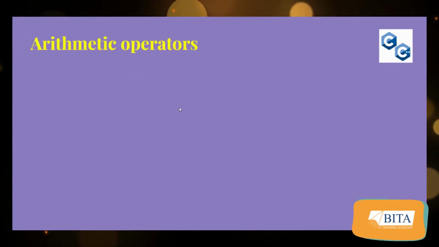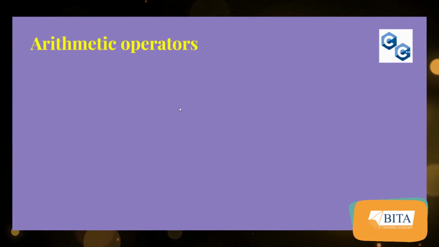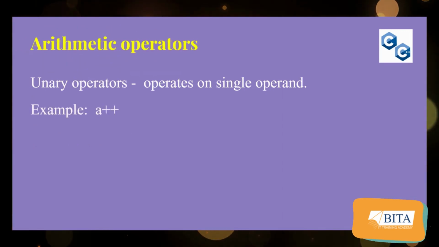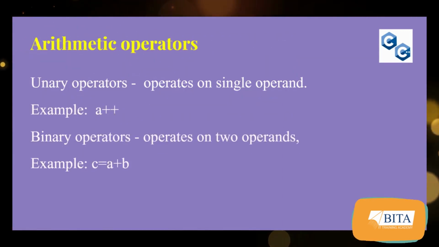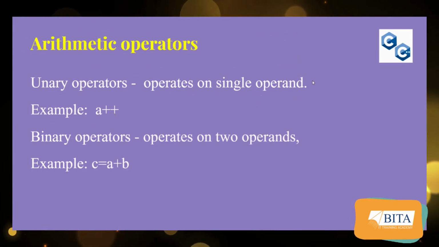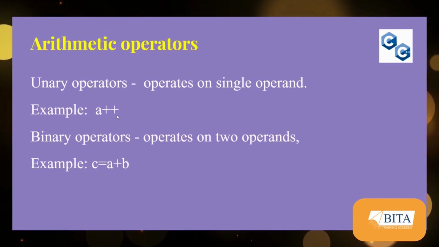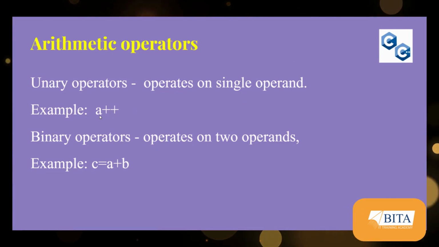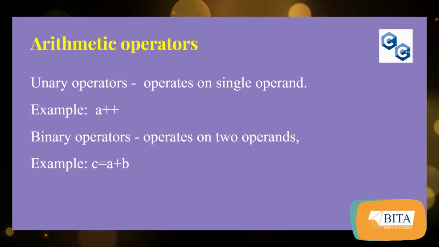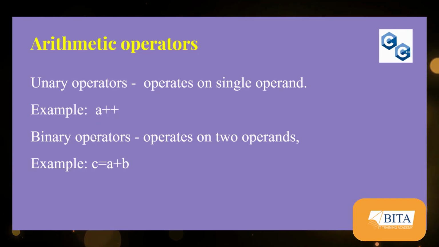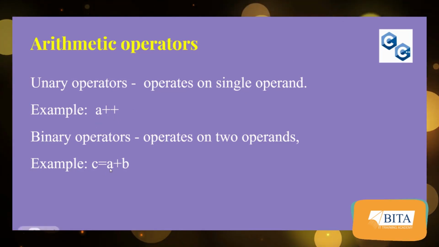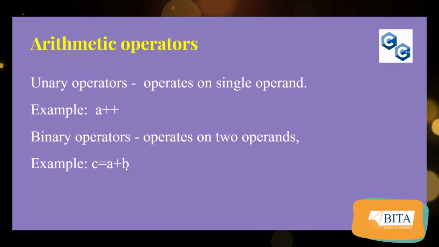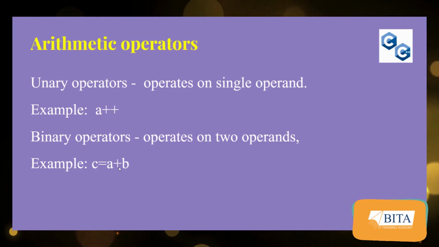The arithmetic operators are further classified as unary operators and binary operators. Unary operators operate on a single operand, for example, A plus plus. A is the only operand, and A plus plus means A is equal to A plus 1. Binary operators operate on two operands. Here, C is equal to A plus B. A and B are the two operands and plus is the operator.